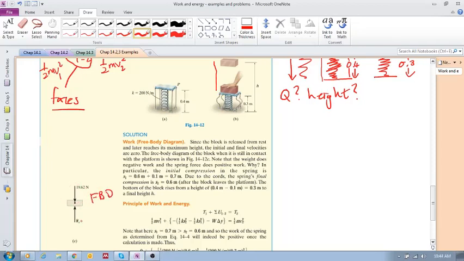It's very important that we do this because we are looking for the work due to all the forces.